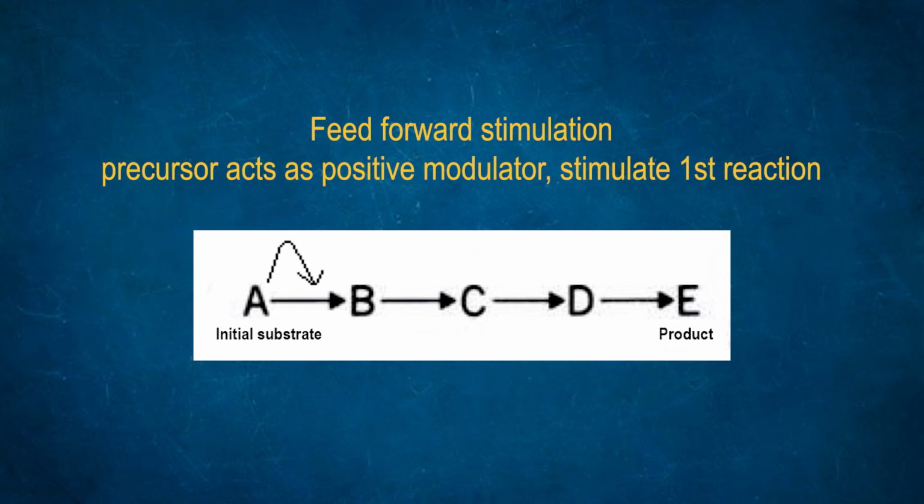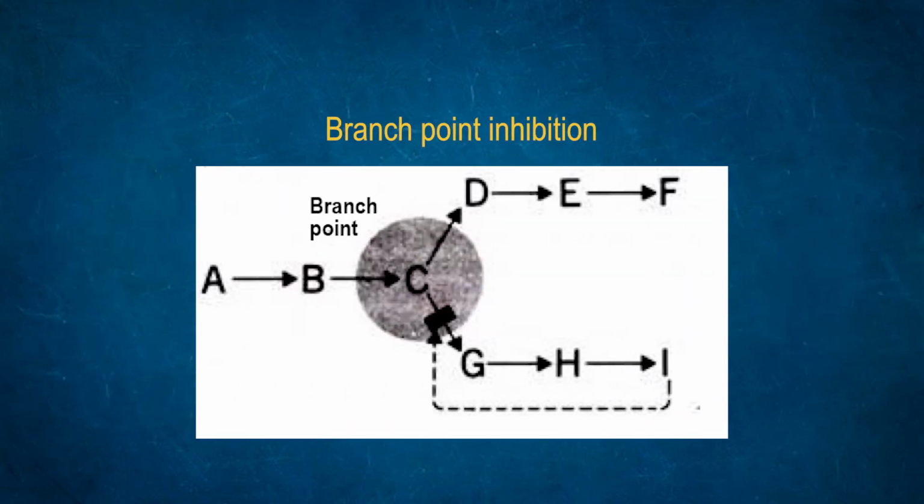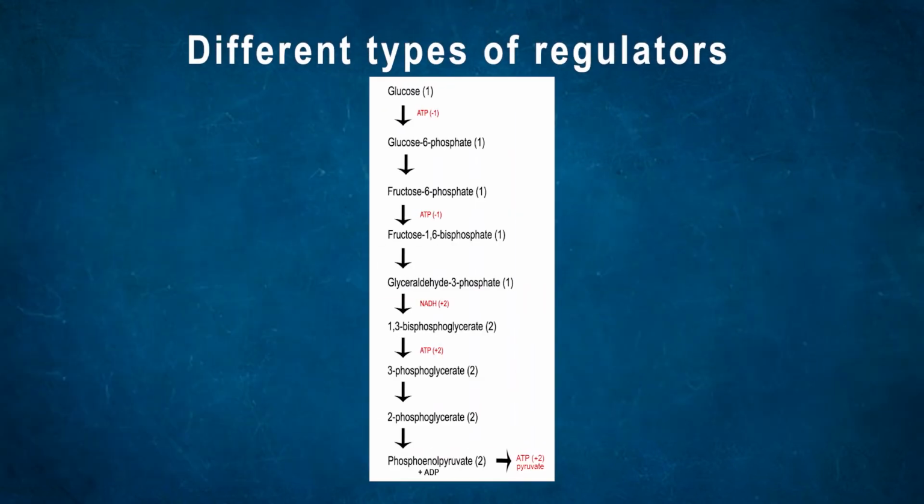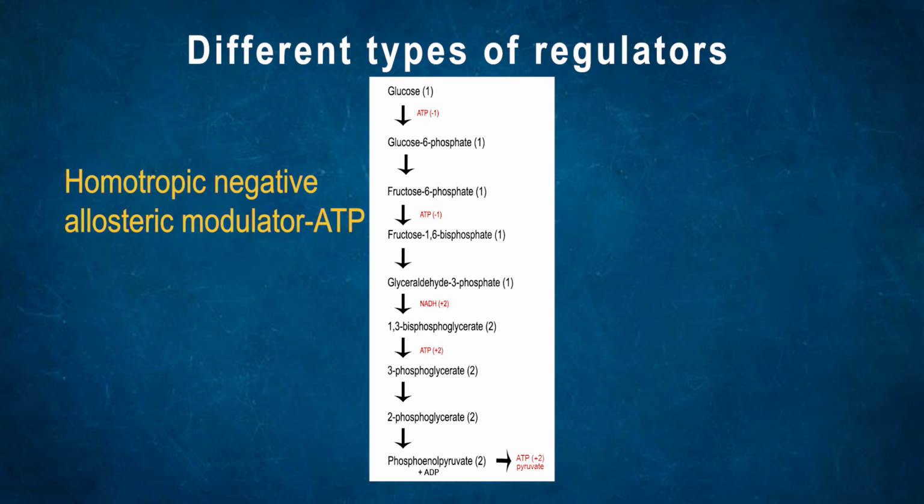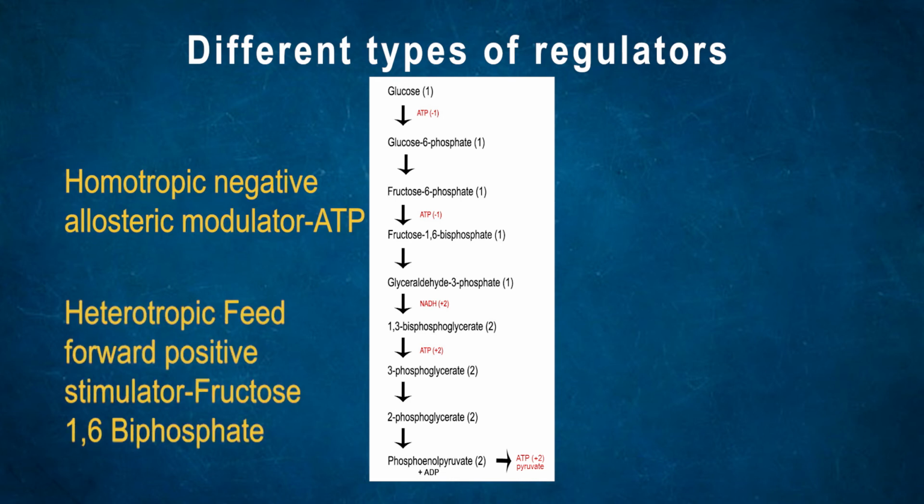Feed forward stimulation: sometimes a precursor can stimulate or activate the first enzyme to run a particular metabolic reaction. We can also find some branch point inhibition. Let us take the example of pyruvate kinase, which converts phosphoenolpyruvate and ADP to ATP and pyruvate. Here the homotropic negative allosteric modulator is ATP, and the heterotropic feed forward positive stimulator is fructose 1,6-bisphosphate of the glycolysis pathway.